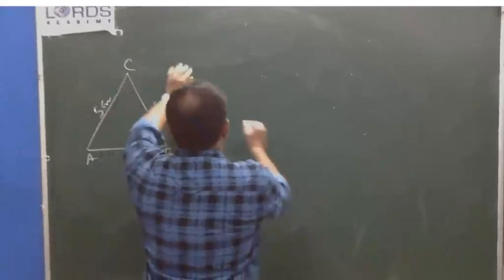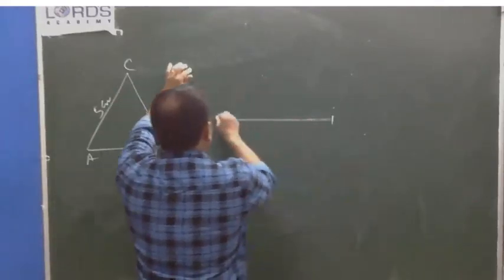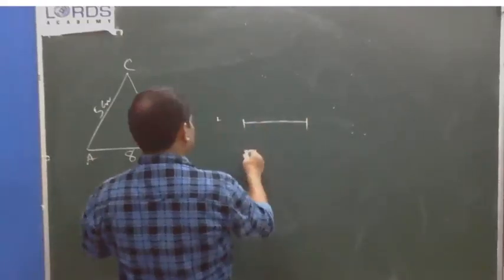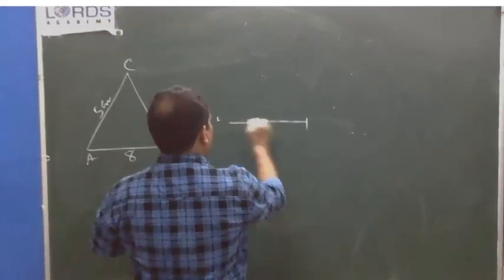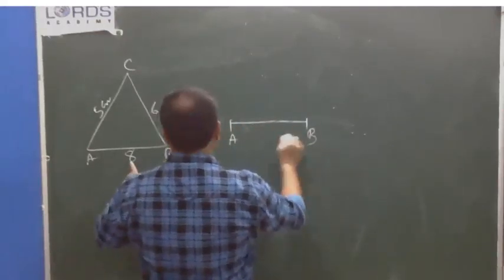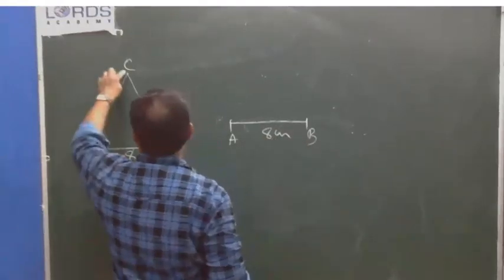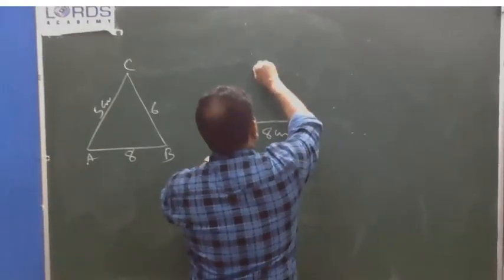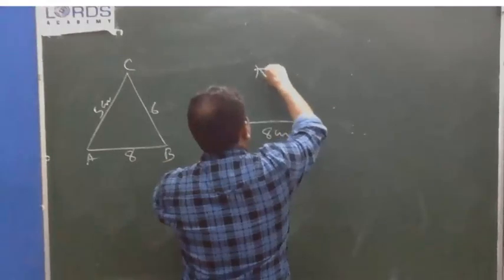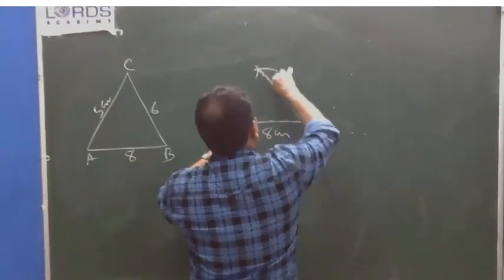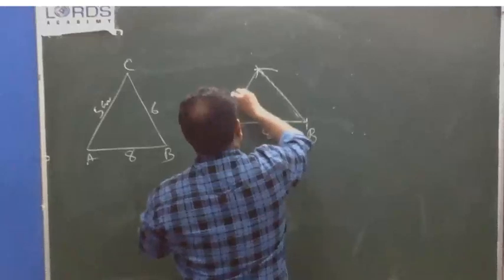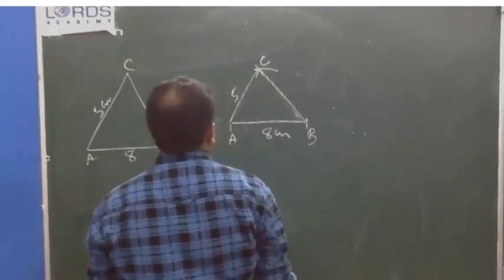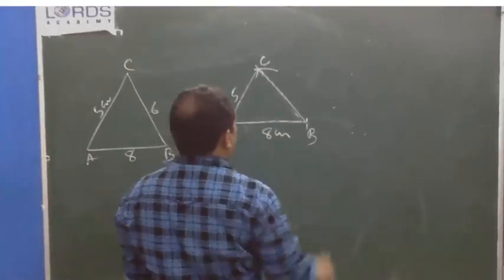First of all, you draw AB, 8 centimeter, and find out C from B 6 and from A 5. So you'll get like that. From these, join it. This is 5. This is C. A, B, C.